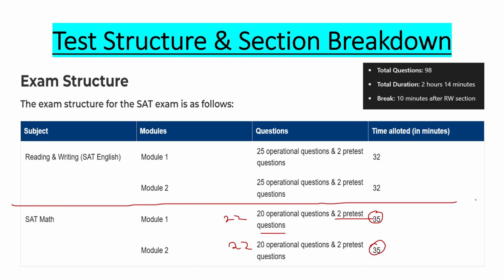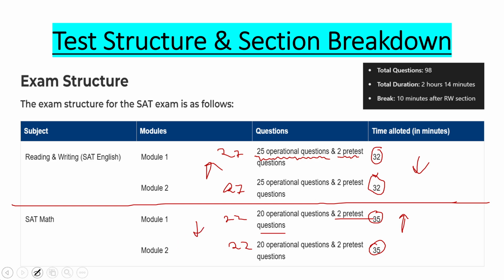All right, so I've talked about the SAT mathematics. Now let us talk about the SAT English. All right, okay, now SAT English also has 2 modules. Here you have 25 operational questions and 2 pre-test questions. So in totality 27 questions here and 27 questions here, 32 minutes here and 32 minutes here. So basically for the English section you are having more number of questions and lesser time. Here you are getting more time but lesser number of questions.